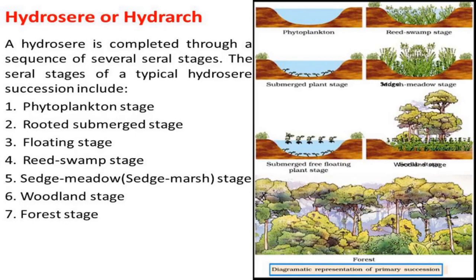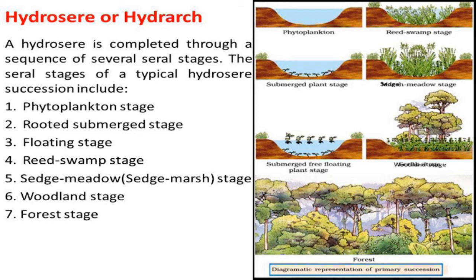We know that when succession starts in water, it is called hydrosere or hydrarch. The succession in a pond starts with the phytoplanktons. So the phytoplanktons form the pioneer community in a hydrosere, and through different seral stages, they reach the climax community.